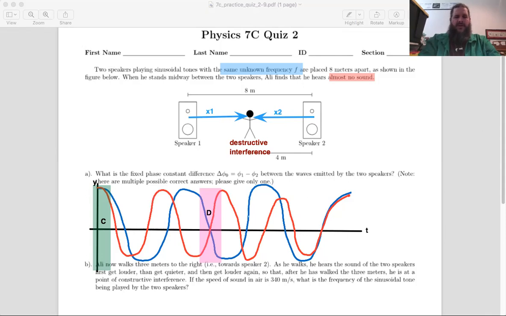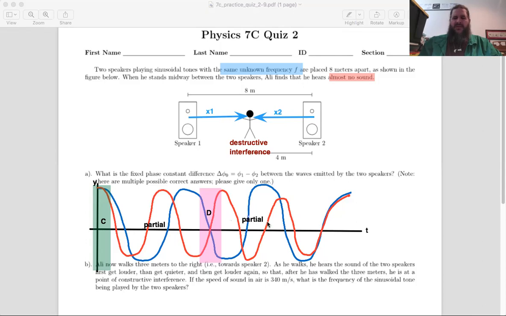Partial interference means you don't have crest lining up with crest, and you also don't have crest lining up with troughs. So in this period of time, it would be partial interference. And likewise over here, they don't really line up in any meaningful way, so it's just partial again.